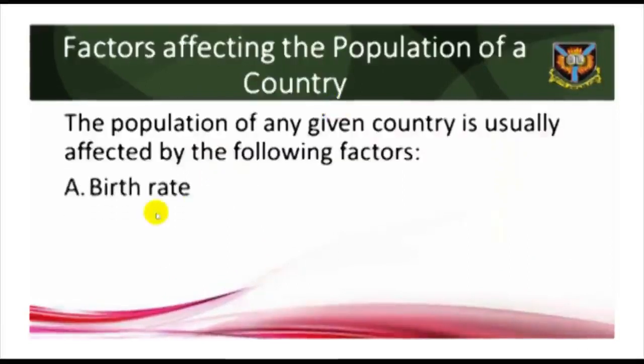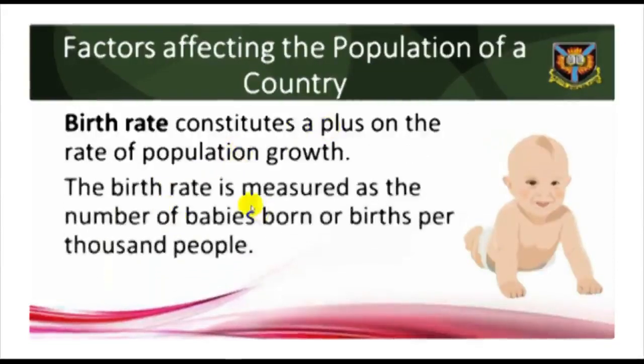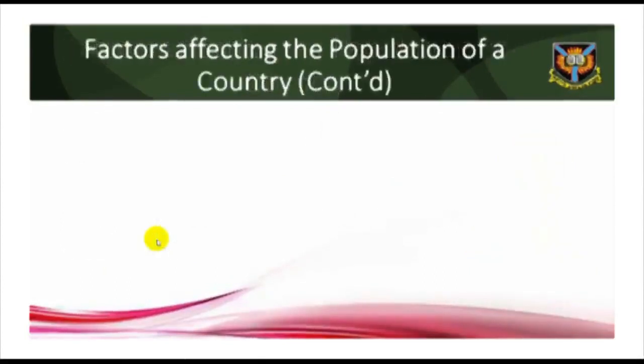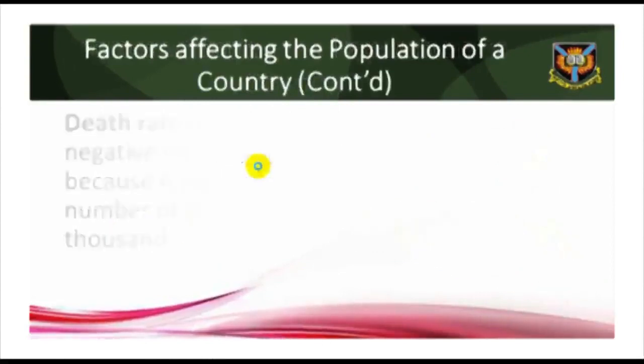Factors affecting the population of a country. The population of any given country is usually affected by the following factors: A. Birth rate. B. Death rate. C. Migration. Birth rate constitutes a plus on the rate of population growth. The birth rate is measured as the number of babies born, or births, per thousand people. Death rate represents a negative on the population because it represents the number of people dying per thousand.